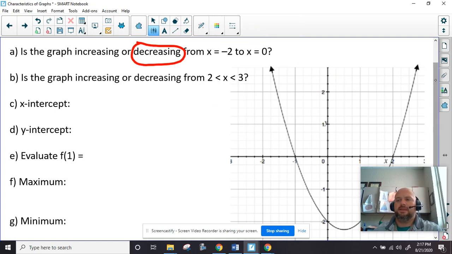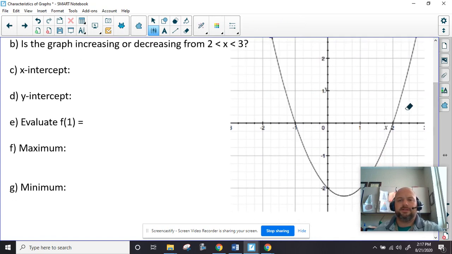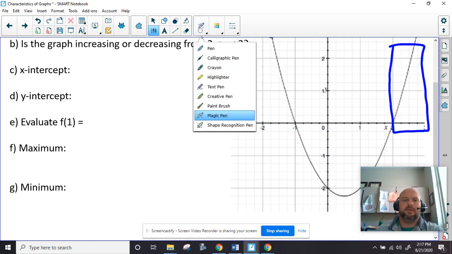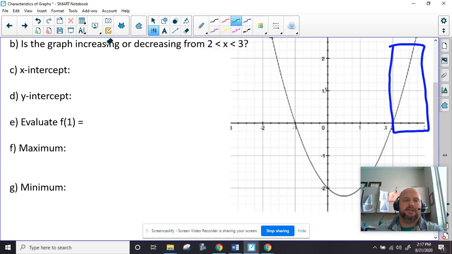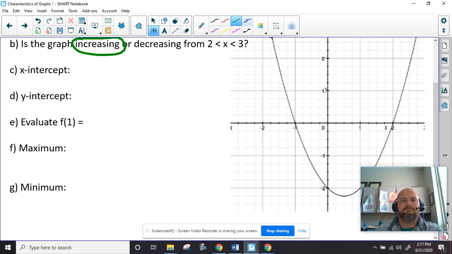All right. Now, is it decreasing from 2 to 3? Well, here's 2 and here's 3. We're talking about this area right here. Okay, increasing or decreasing? Well, as we look, it's going up. So I would say this is increasing.